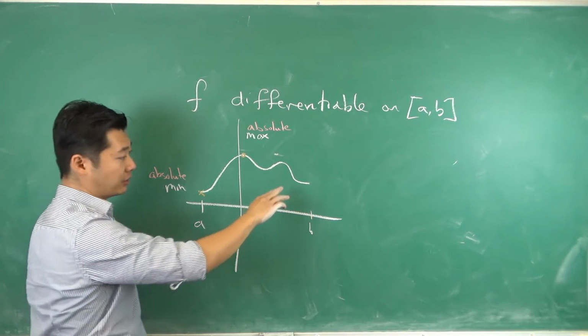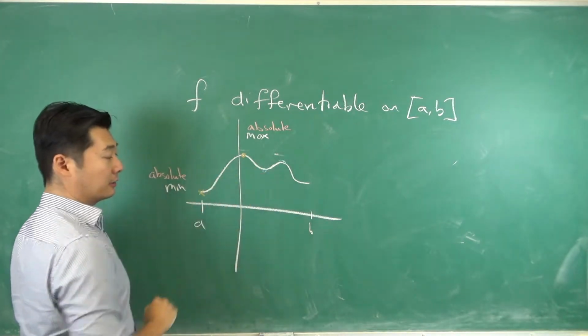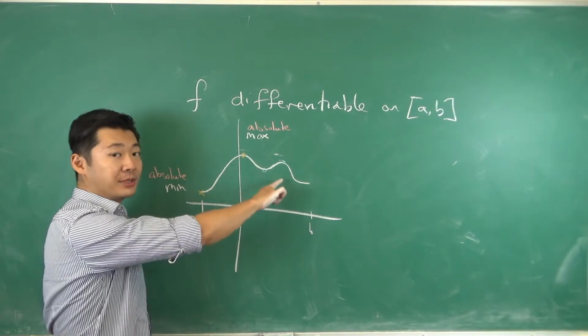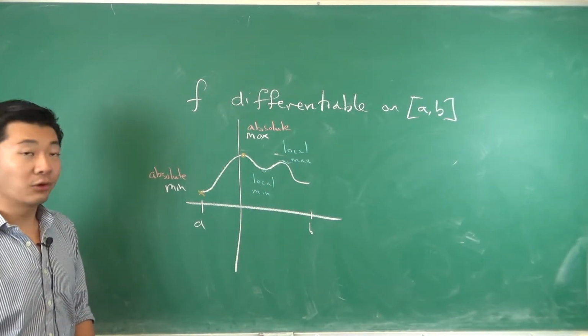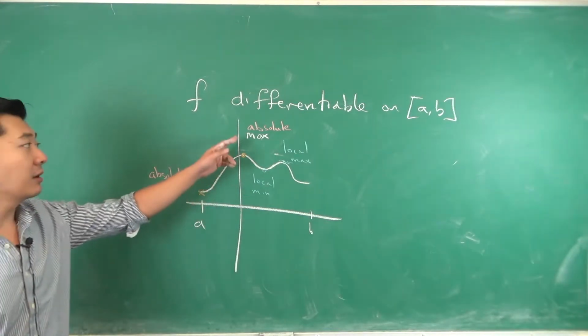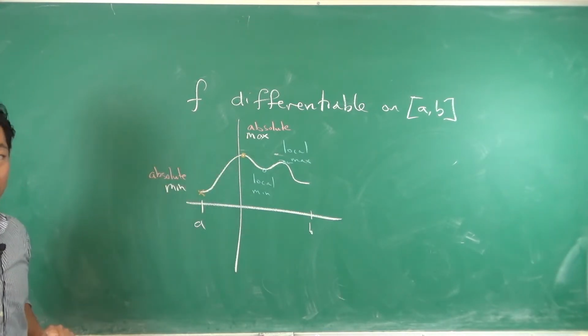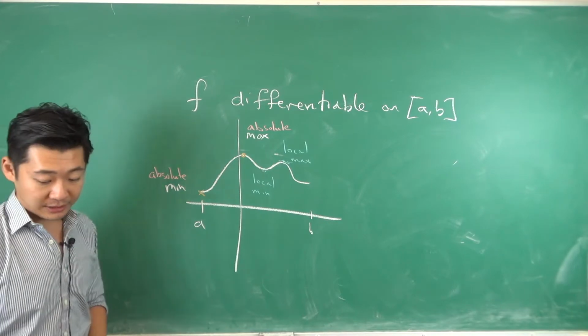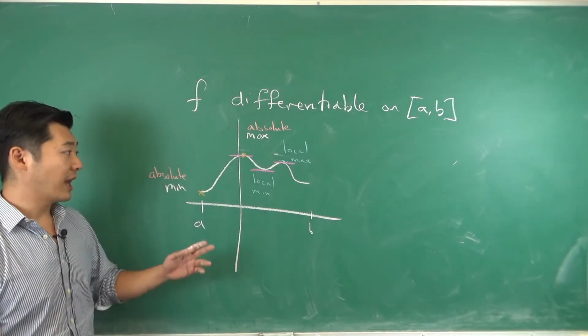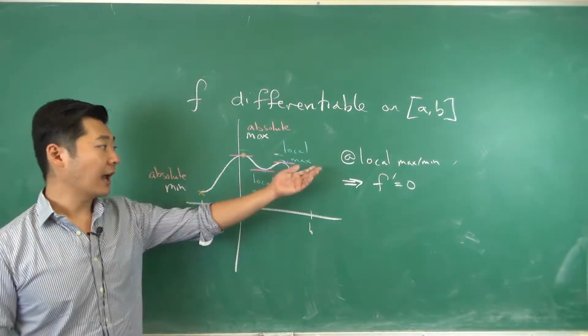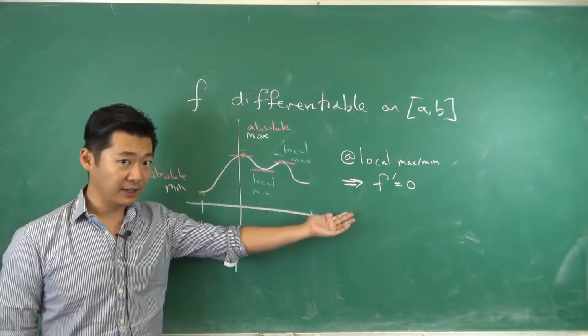Notice that there are other interesting points here and here, which are minimums in a small neighborhood. So these points we will refer to as local maximum and local minimum. Now, this absolute maximum is also a local maximum as well. What we notice is that the slope is 0 on the local max and minimums. So at the local maximum, the derivative is 0.